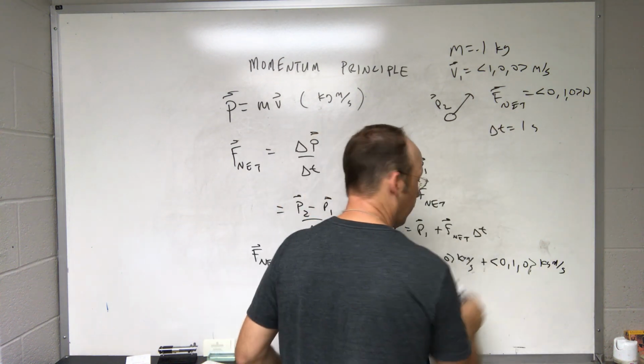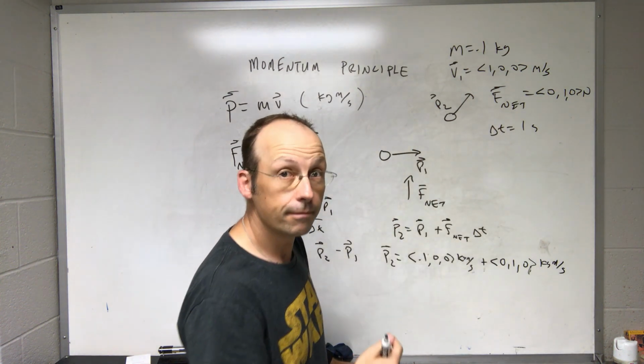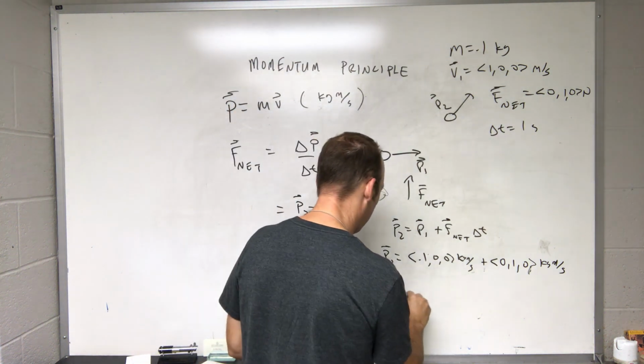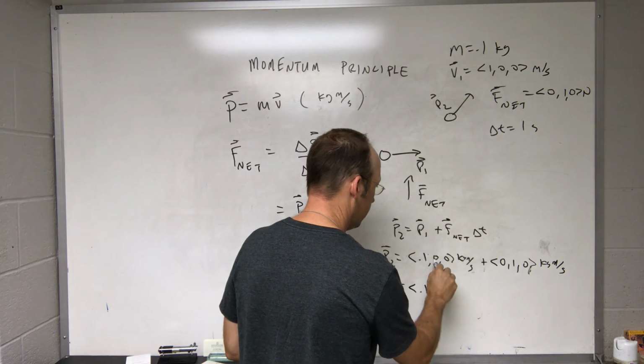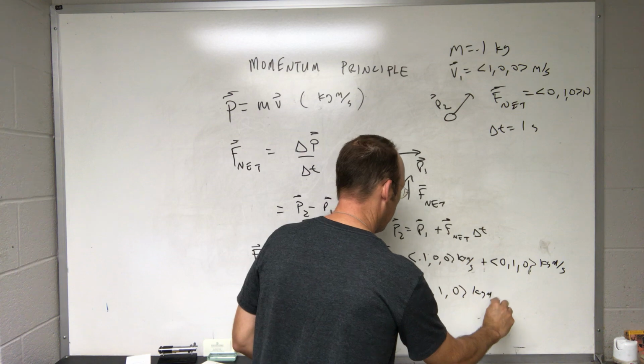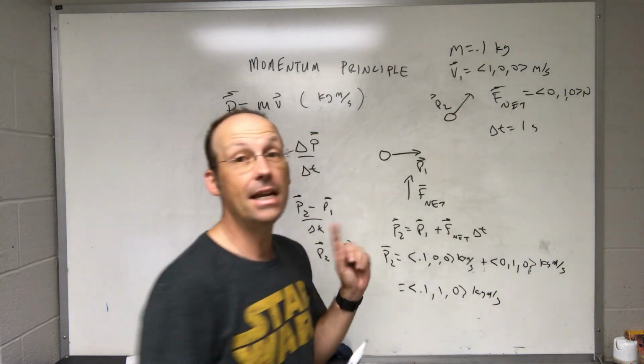I get 0.1 plus 0 is, yeah, I know, it's easy. Okay, it's 0.1. So it's going to be 0.1, 0 plus 1 is 1, 0. Kilogram meters per second. So that's my final momentum.